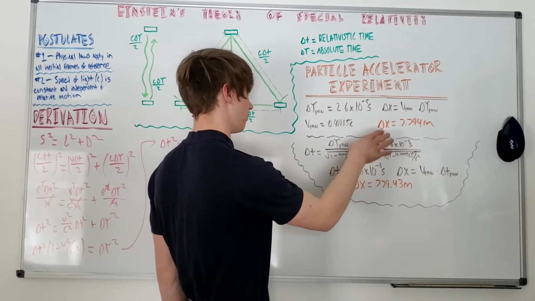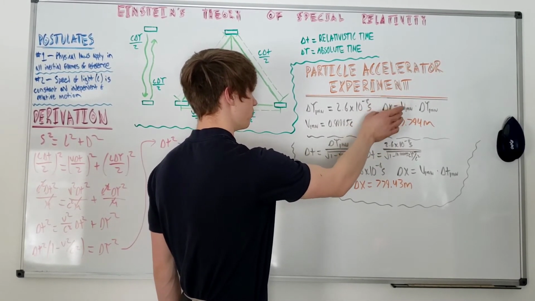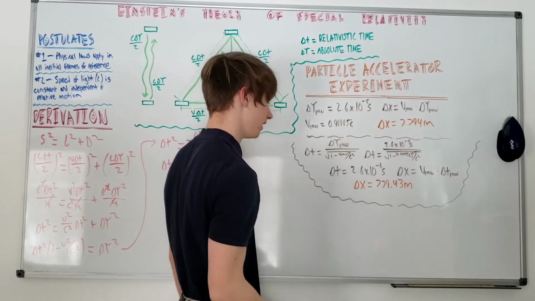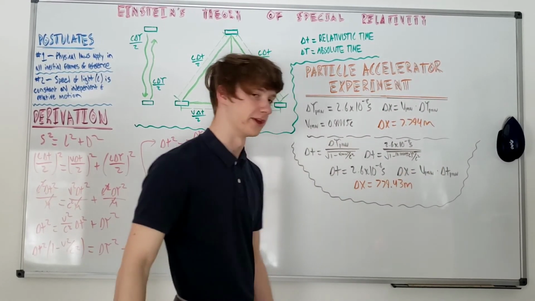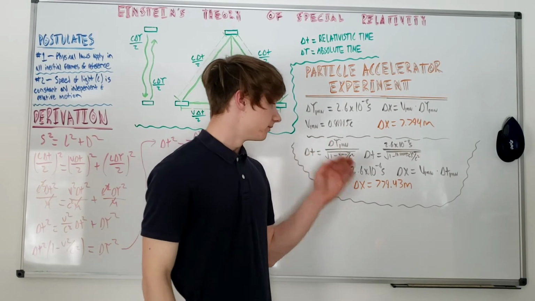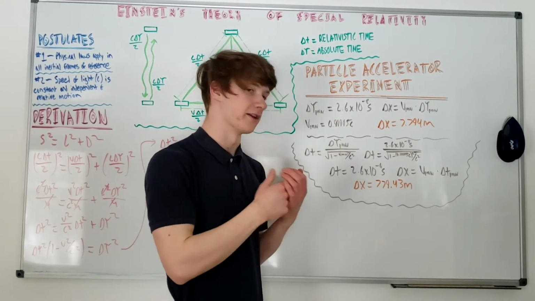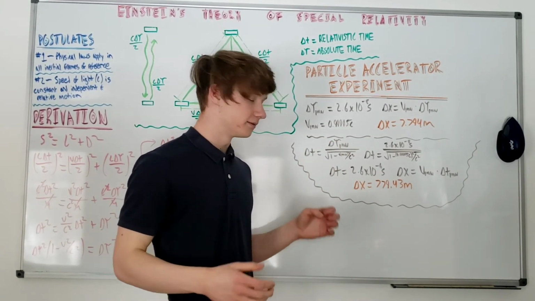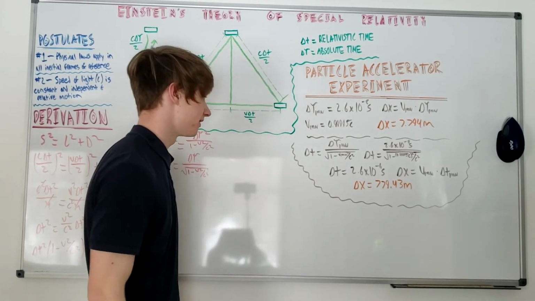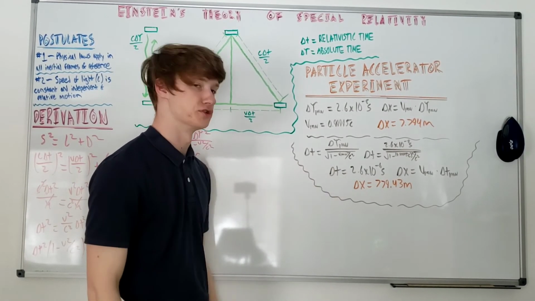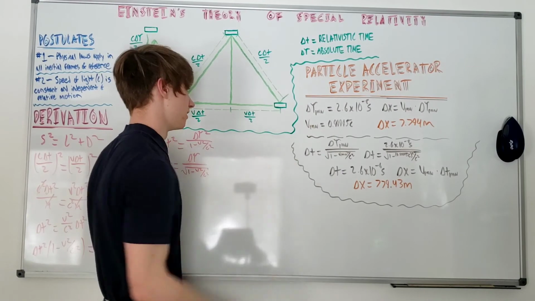If you were to ignore the classical interpretation of displacement and accept the new version of displacement, you would say that the displacement is equal to the pion's velocity and its relativistic time, which is close to 800 meters, 100 times greater than the original displacement.